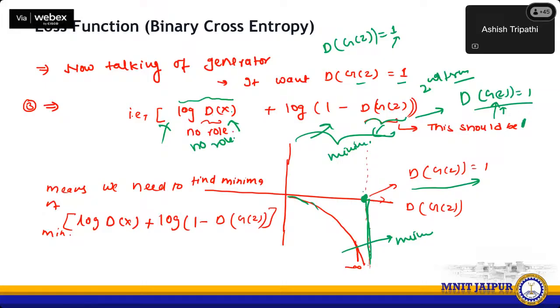Whenever this term achieves a minimum, this will go near 1. This is quite clear mathematically. When this achieves a minimum, then this will tend to 1. So the objective of the generator is quite clear: to minimize this term, because when it has the minimum value, then it will tend to 1. And when it tends to 1, the discriminator has failed, because the discriminator should give it 0, because it is generated by the GAN.